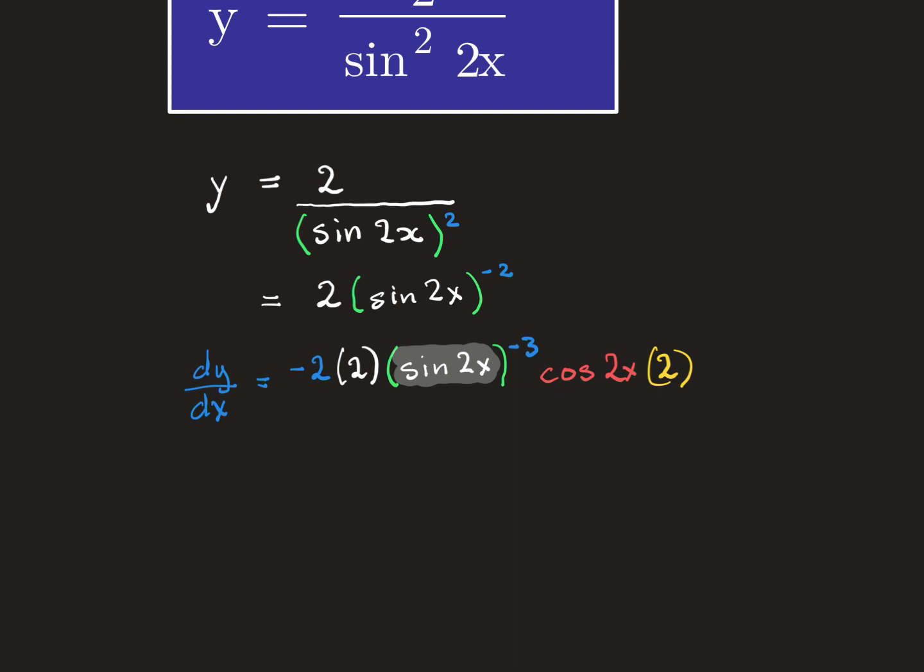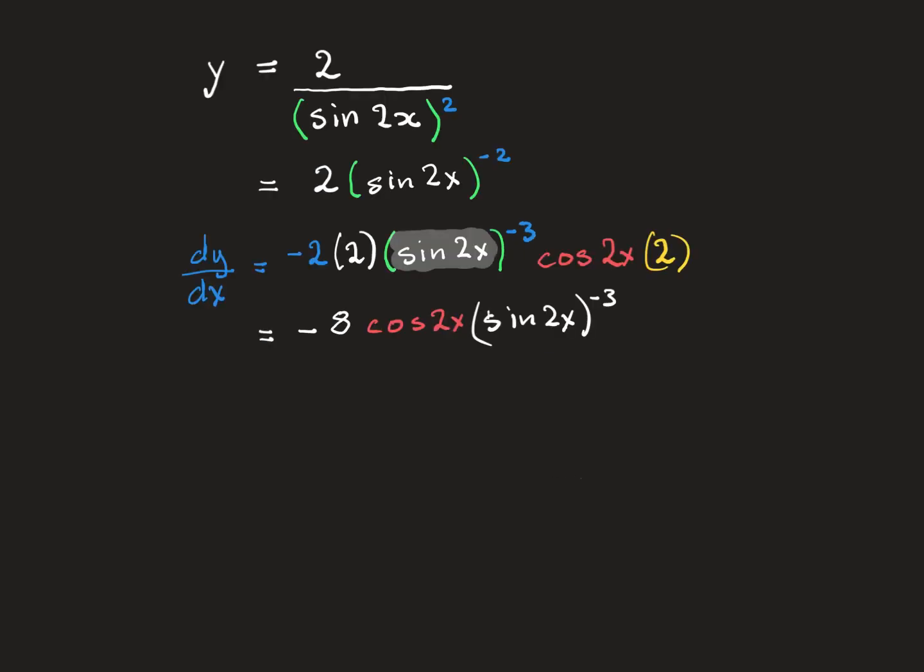If we want to tidy this up really nicely, then all we need to do is get all the 2's together. And there's a blue 2, a white 2, and a yellow 2 that can all be multiplied together. And this will become minus 8. We will now write out the cos 2x, and we can now rewrite the sine 2x, but it is to the negative 3.